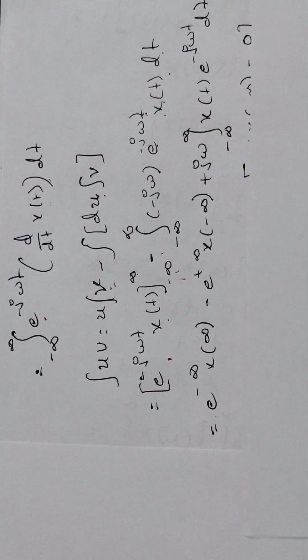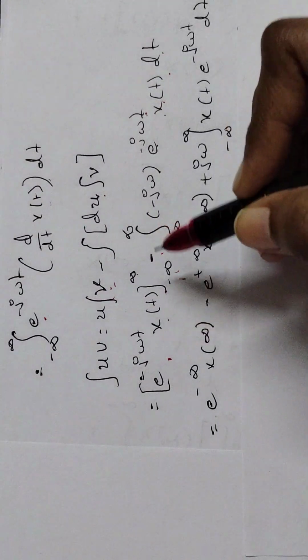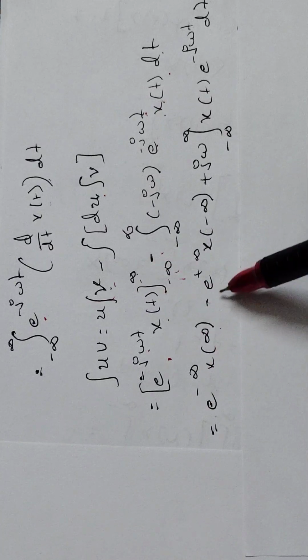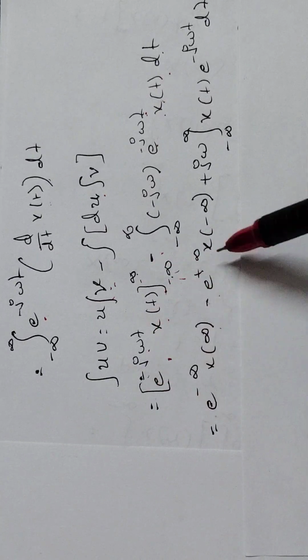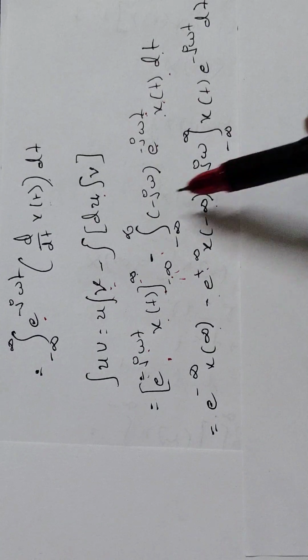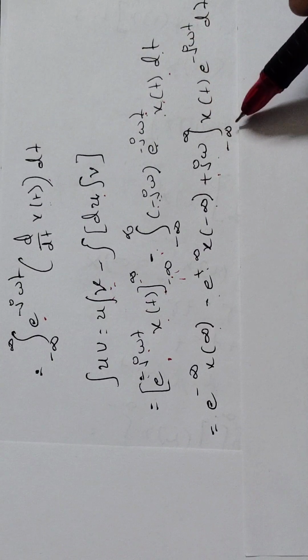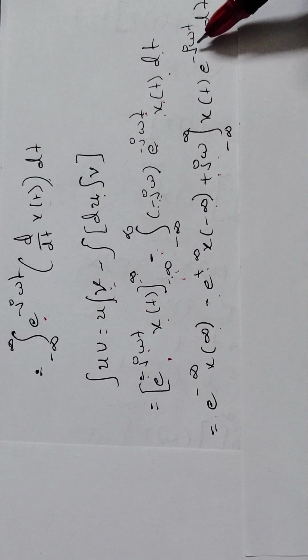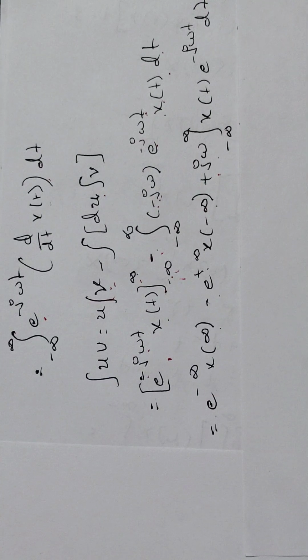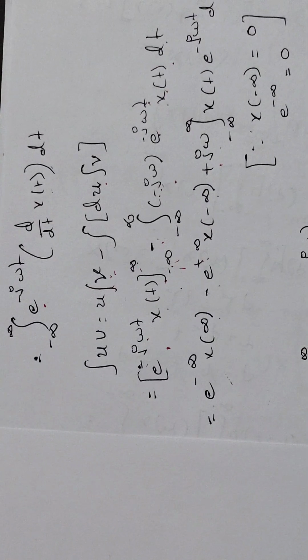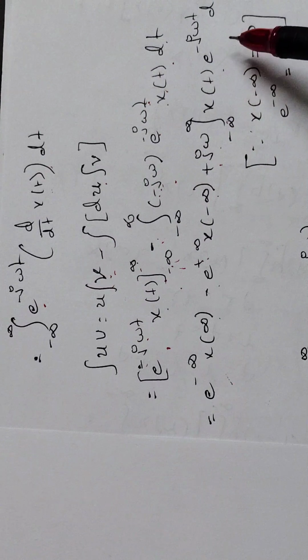Now after that, substitute the limits, upper limit minus lower limit. Substitute the upper limit, that is infinity, x of infinity, minus x of minus infinity, and minus into minus is plus j omega, which we keep outside. The remaining part is the integral from minus infinity to infinity of x of t e power minus j omega t into dt. Now, what is the e power minus infinity value and the e power plus infinity value? Both are zero. So this value is 0 and this value is 0, and we get only j omega times the integral of x of t e power minus j omega t dt.